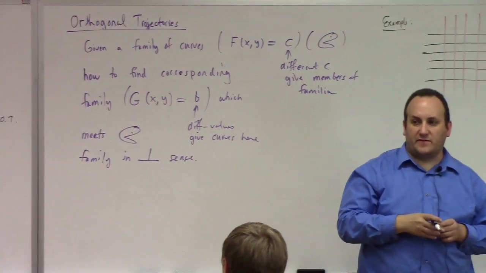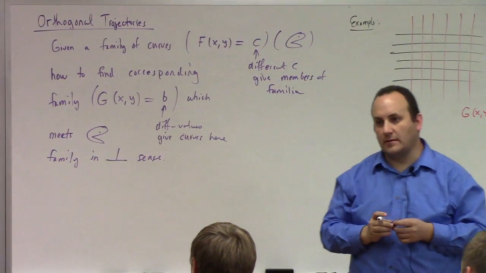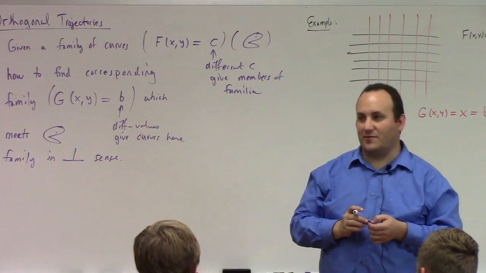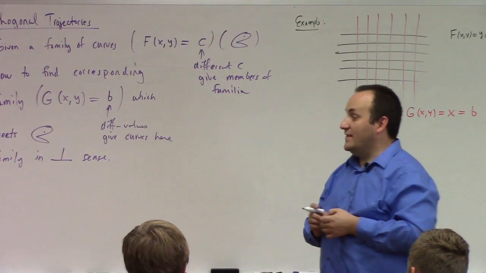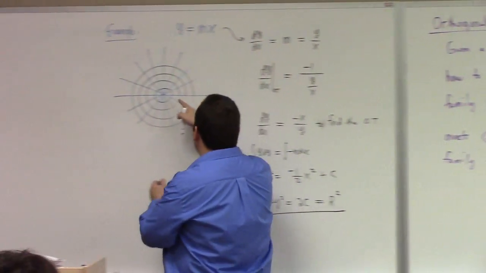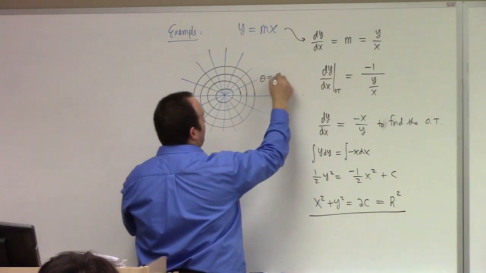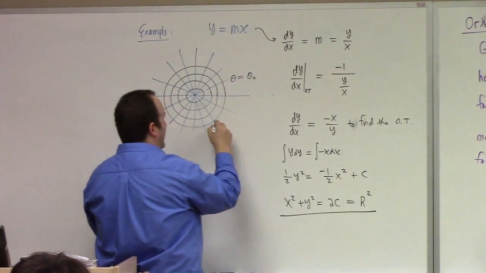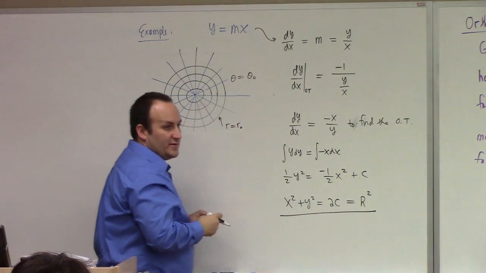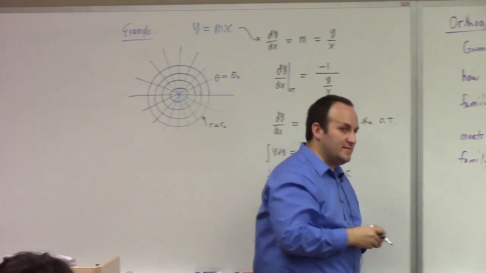Why do you care about orthogonal trajectories? Do you guys know? What's that? Polar, kind of like polar coordinates. Yeah, that's a good comment. These would in fact be the lines of constant theta, right? And the black ones are where the radius is constant, right? So those are the polar coordinate lines. That's true. That's good.